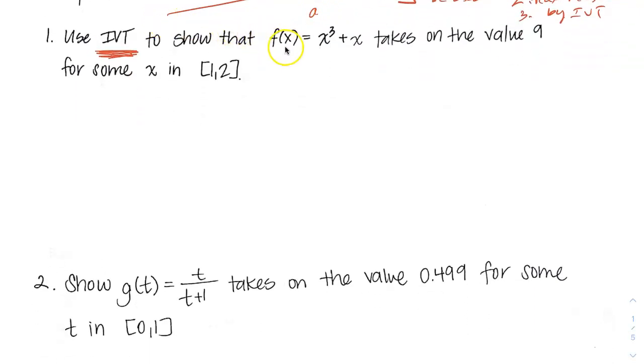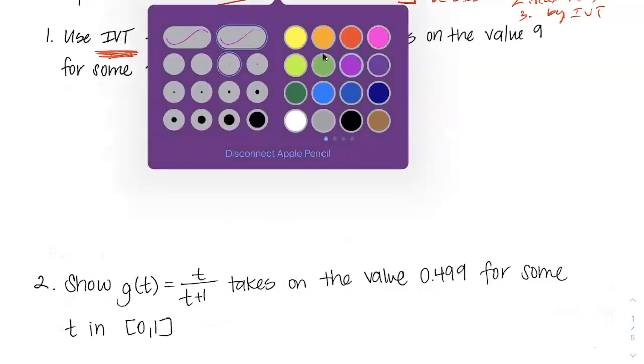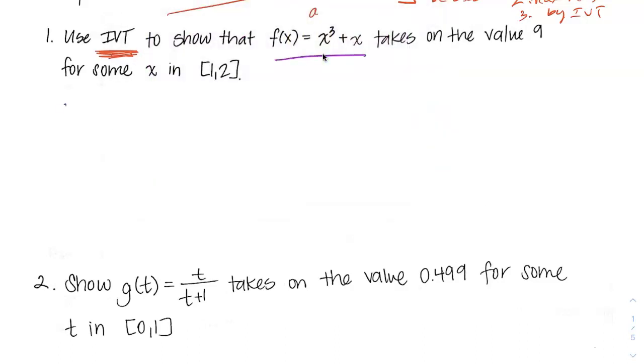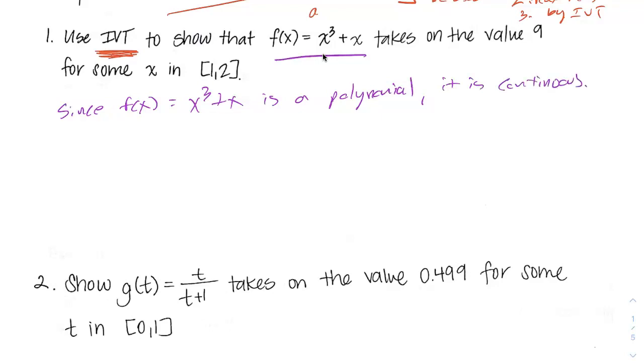So look at the first one here. Use IVT to show that f of x equals x cubed plus x takes on the value of 9 for some x between 1 and 2. So first we've got to say this is continuous. Why is this continuous? Well, this one is a polynomial function. So we're just going to say, since f of x equals x cubed plus x is a polynomial function, it is continuous. So we got the first step done.